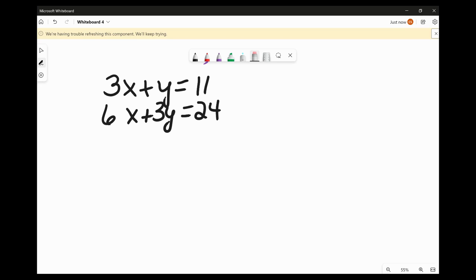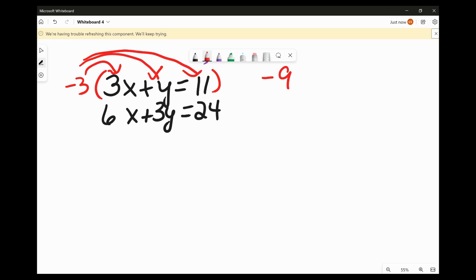So I think I'm going to multiply the top one by negative 3. This seems like easy math. And remember, I multiply every single item, even the one on the other side of the equal sign. So I'm going to get negative 3 times 3x would be negative 9x. Negative 3 times y is negative 3y. And negative 3 times 11 is negative 33. Whoops, not 32. Hold on. Negative 33. Sorry, getting ready for the holidays.